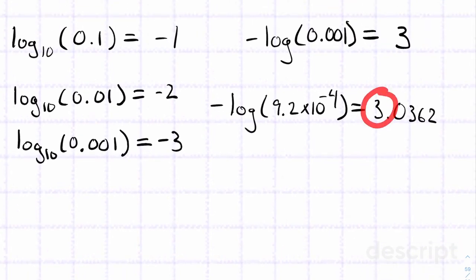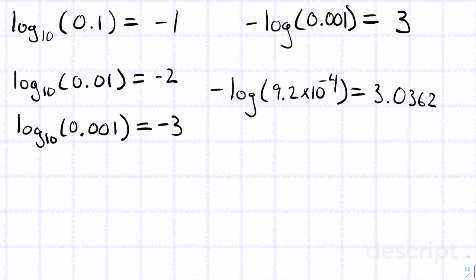So the 3 is only telling me how many decimal places I move over. The rest of this is actually what the significant figures are. So for logarithms, this first ones place is never significant. You start counting significant digits after that. So if I do negative log of, let's do 4.111 times 10 to the negative 4.